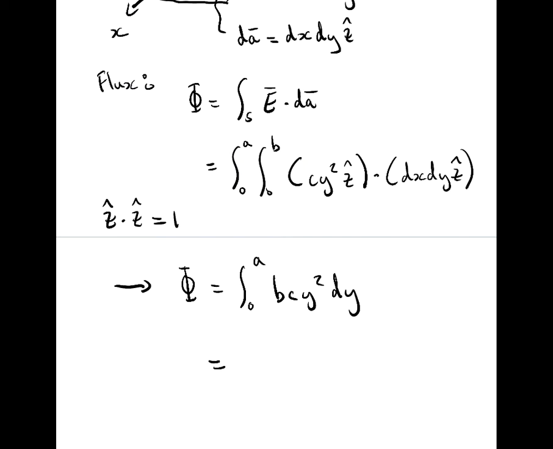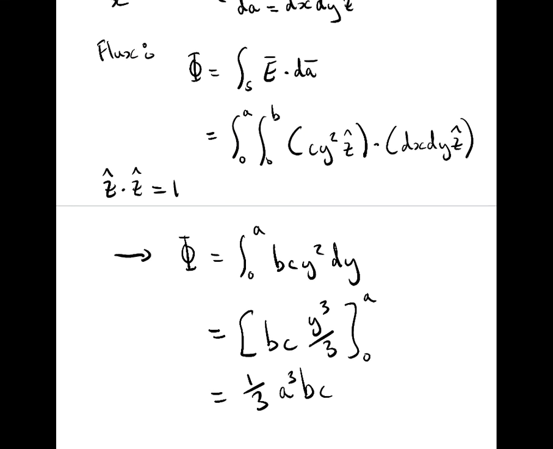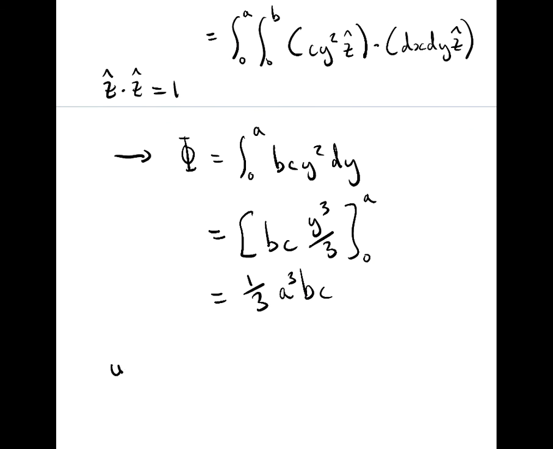And then we do the integral for y. And when we do the y integral, we get y cubed over 3. And then substitute in for y equal to a. So the flux is equal to 1/3 of a cubed b c. And this is going to have units of Newton meter squared per coulomb.